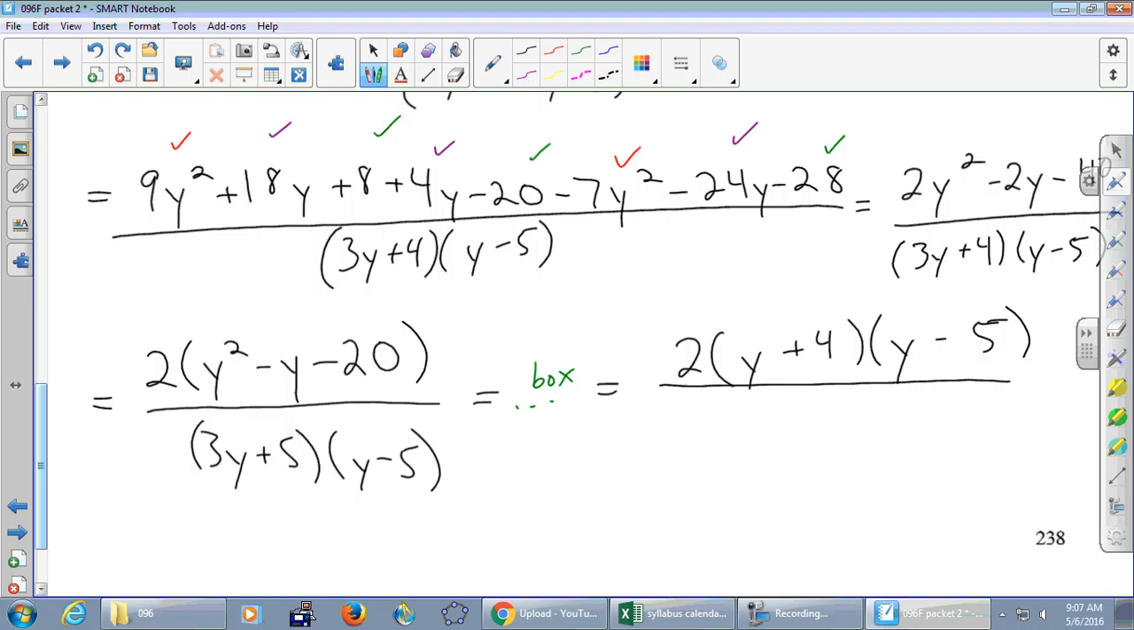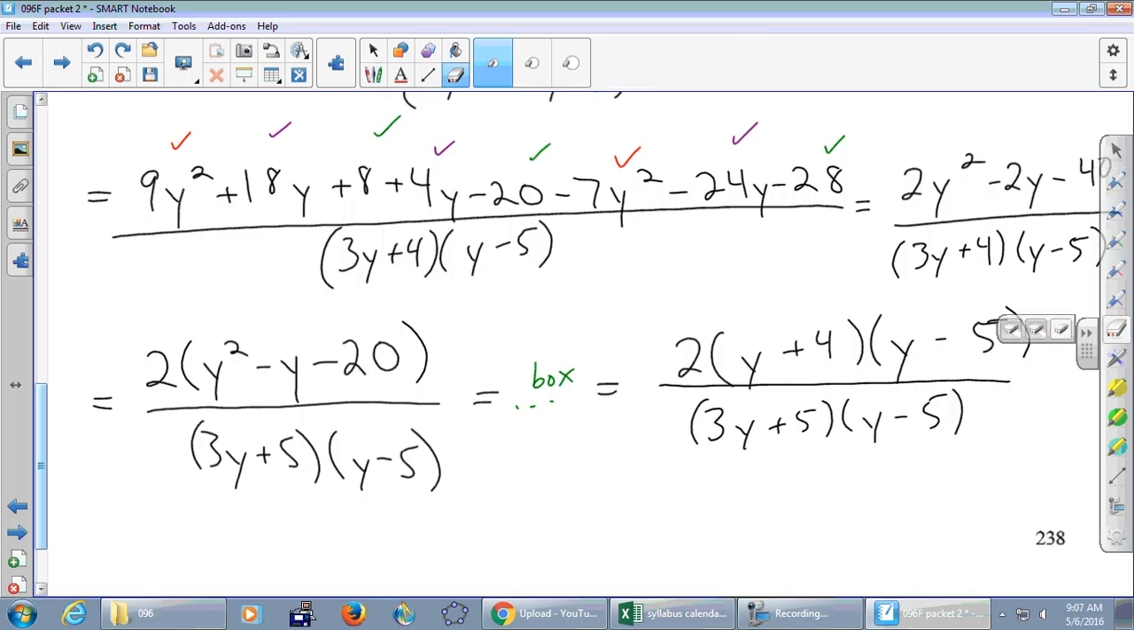Divided by, copying that denominator, 3y plus 5. Oops, yeah, y. Something happened. Why did that become a 5? Let's try that again. 3y plus 4, right? That was another intentional mistake, just like the ones I've been making.